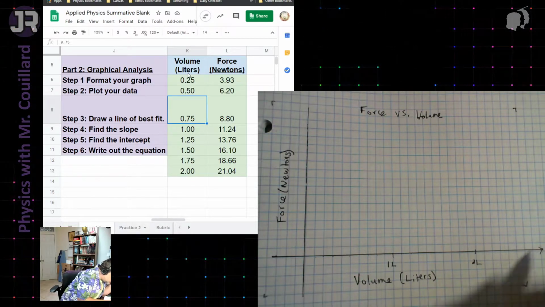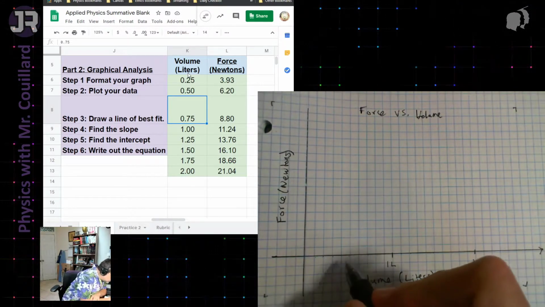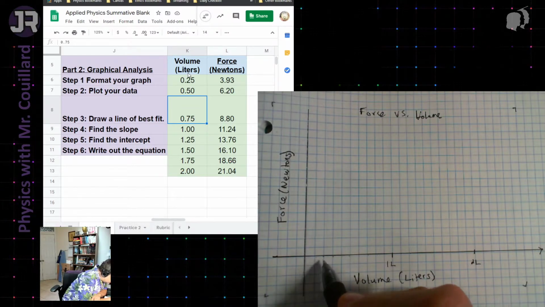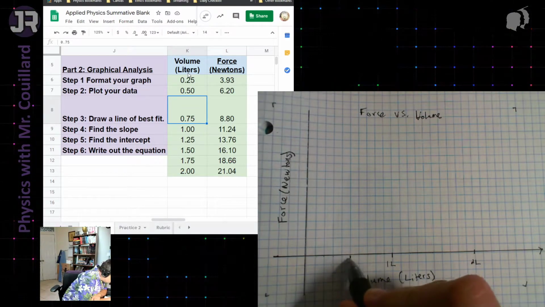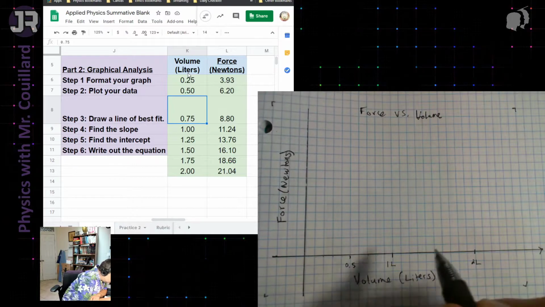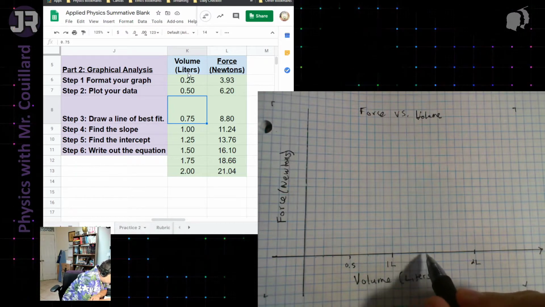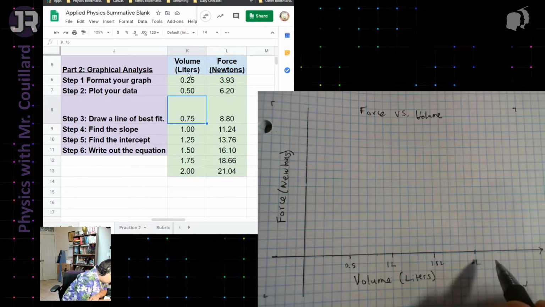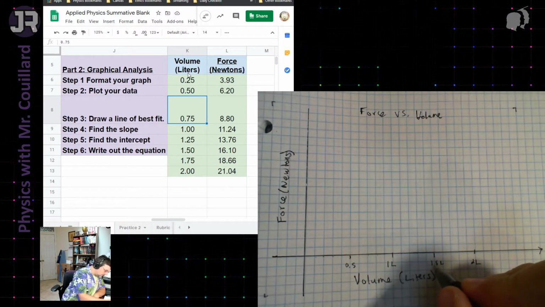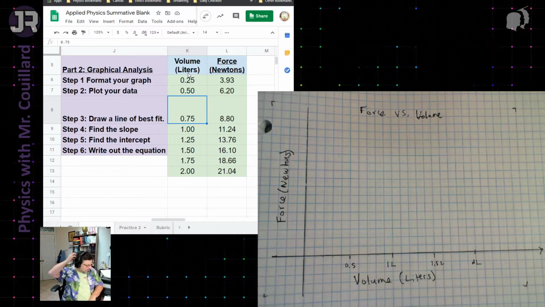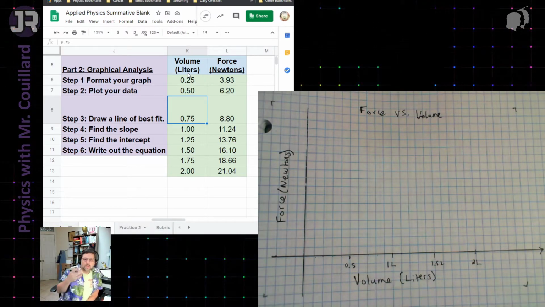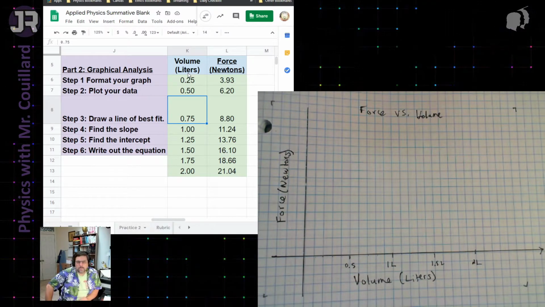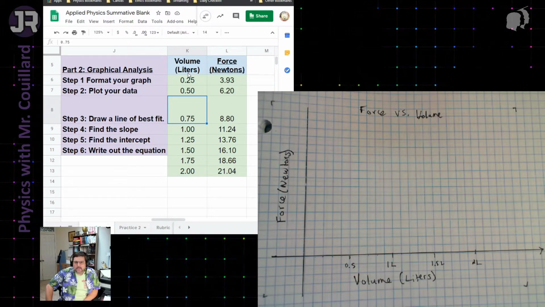Plenty of room, and so then I can do 5. 1, 2, 3, 4, 5. So that's half a liter. 1, 2, 3, 4, 5. 1.5 liters, and like that. Okay, and then we can go in and add the other subunits as needed.